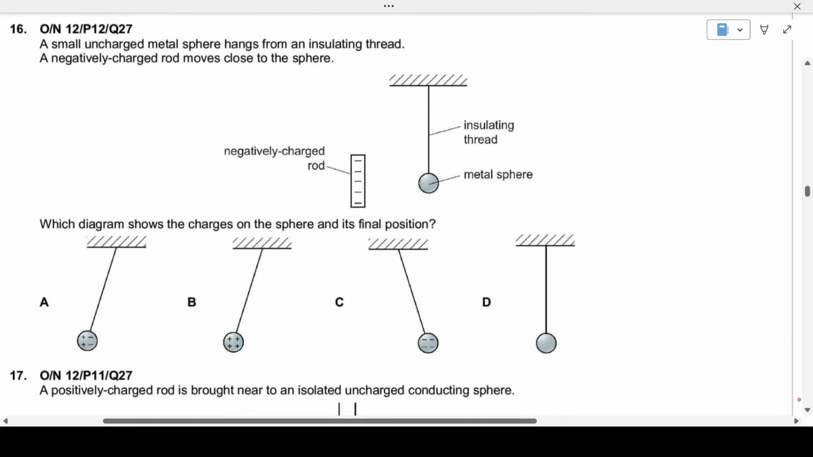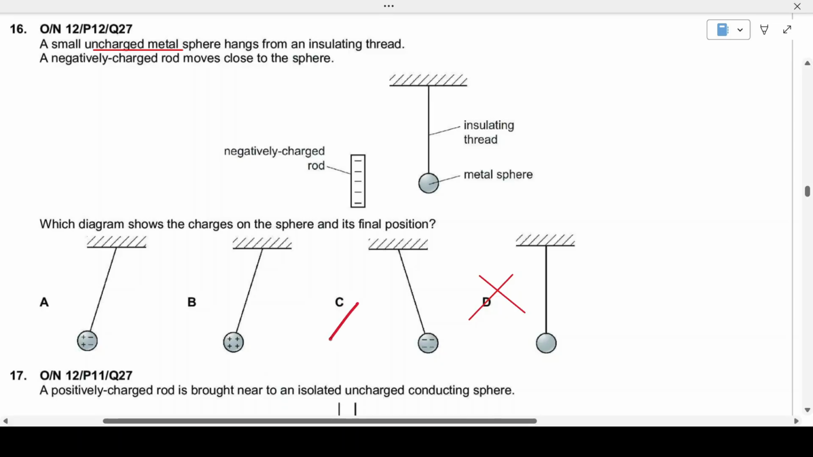A small uncharged metal sphere hangs from an insulated thread. A negatively charged rod moves closer to the sphere. Wait, what? The metal sphere is initially uncharged, so it will have both positive and negative. D says there is no effect on the conductor, even though a charged rod is there at the front.